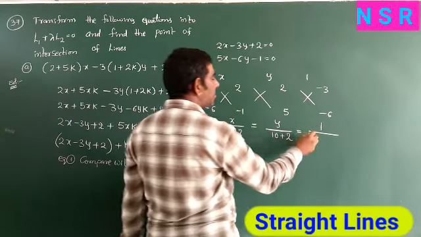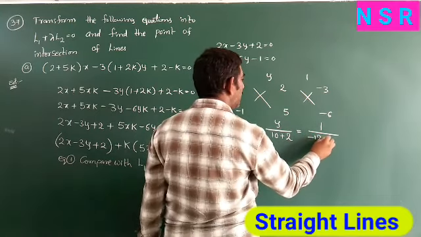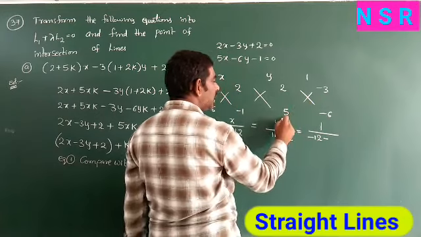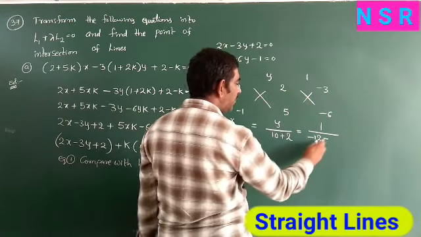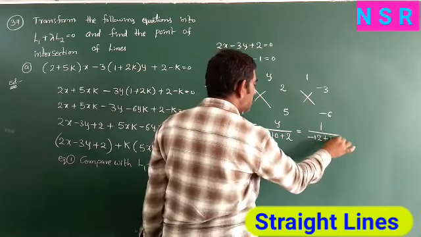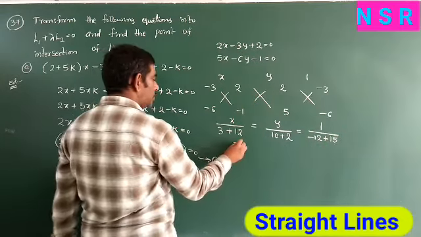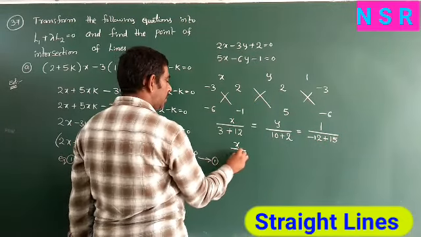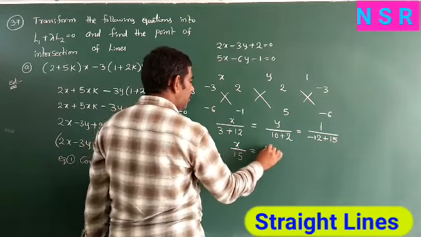1 by: 2 into minus 6 is minus 12, minus b into c, 5 into minus 3 is minus 15. Already there is a minus here, minus into minus gives plus 15. So x by 3 plus 12 is 15, y by 10 plus 2 is 12, 1 by minus 12 plus 15 is 3.